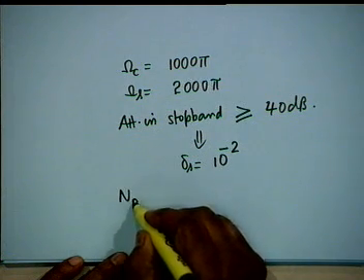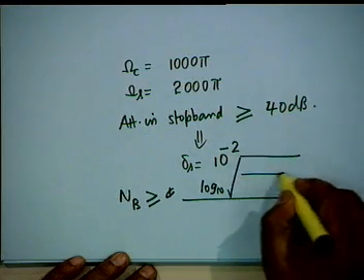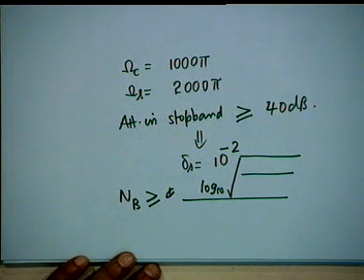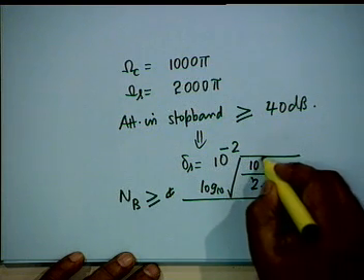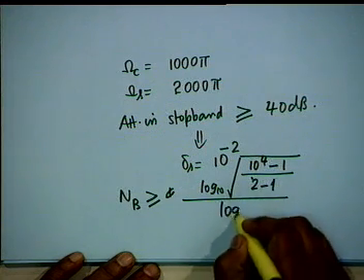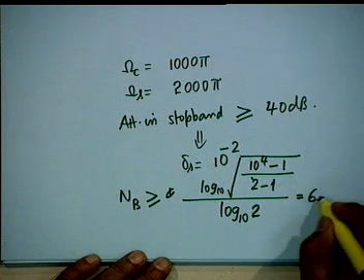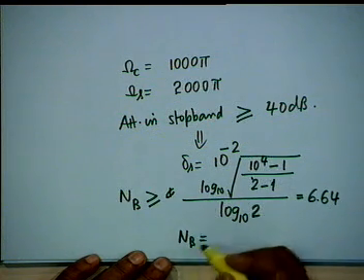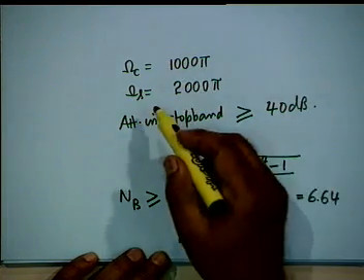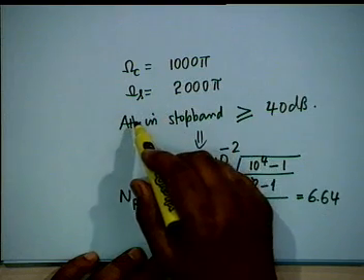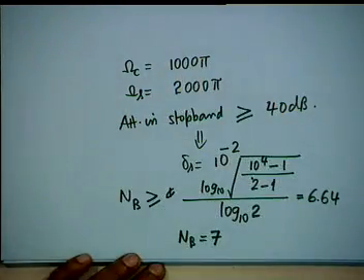And therefore, N B is greater than or equal to half log 10 of the square root of 1 by delta p squared, that is 2, minus 1, so that is 1, and this would be 10 to the power 4 minus 1, divided by log 10 of the ratio, which is 2, log 10 of 2, and the right hand side calculates out to 6.64. Therefore, the order of the Butterworth filter needed is 7. With this, obviously, omega s realized would be lower than the specified. Agreed? We don't have to find omega c. Omega c is already given.